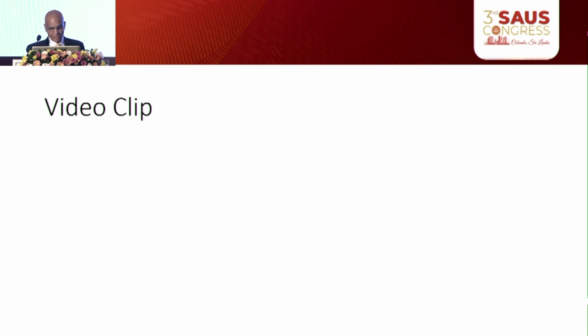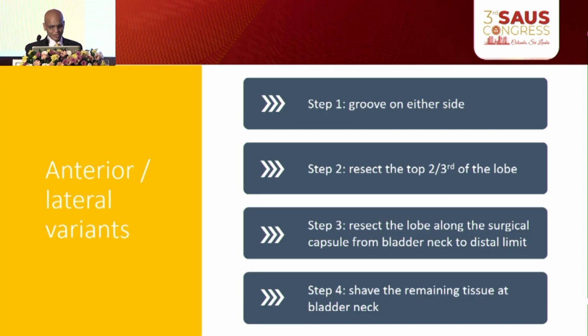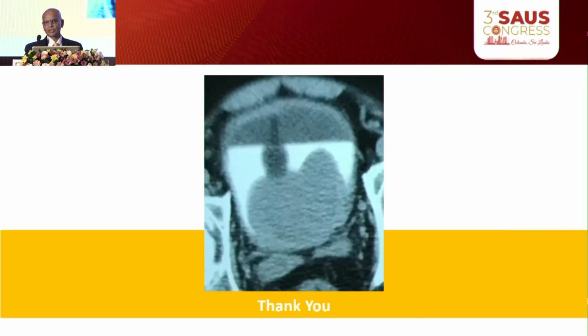Because of time constraints, I'm keeping the video out of this. And when the lobe is arising from either the lateral or medial lobe, again similar: groove on either side, resect the crown of the projection. Once it is flattened out, then we have those bow-shaped curves right from the bladder neck to the distal limit. Do it stepwise, do not do it randomly, and at the end shave off any remaining tissue at the bladder neck. Thank you very much, and I will be happy to answer any questions.